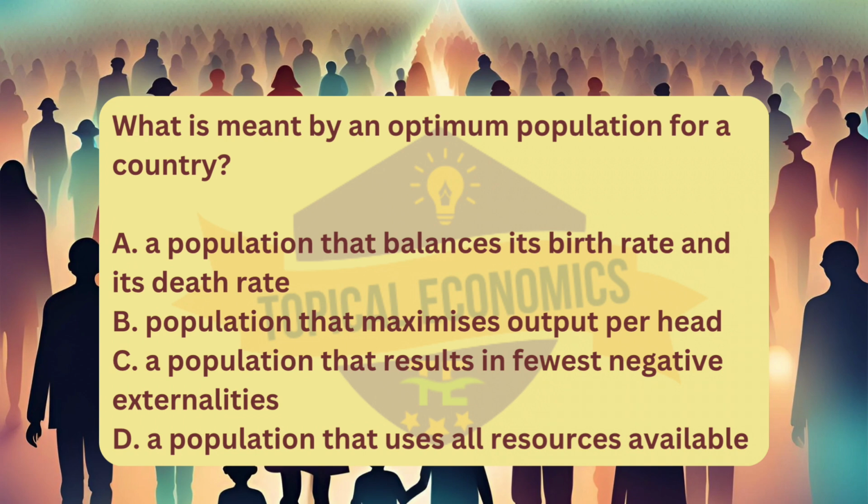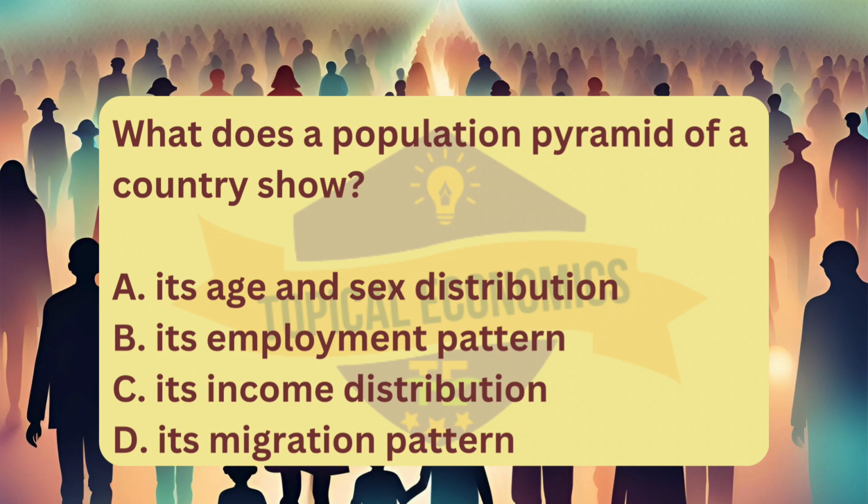While using all available resources might sound efficient, it does not necessarily lead to an optimum population. Overusing resources can lead to environmental degradation or unsustainable practices, which can hurt long-term economic well-being. The optimum population is about efficient use of resources to maximize output, not necessarily using every resource to its fullest extent.